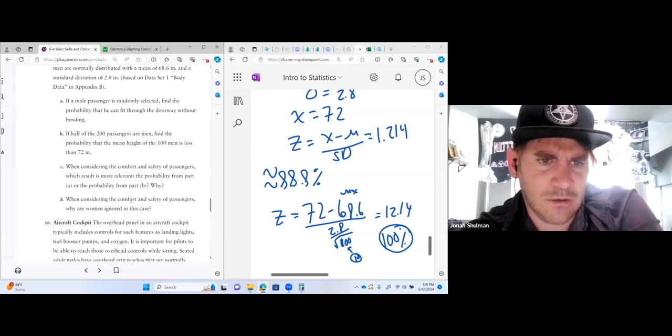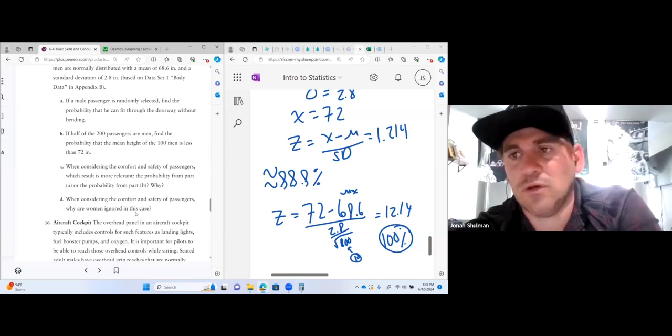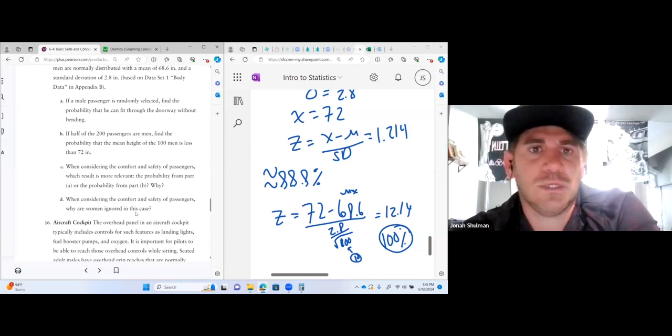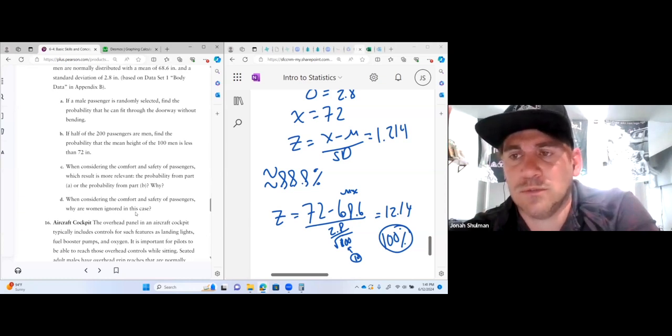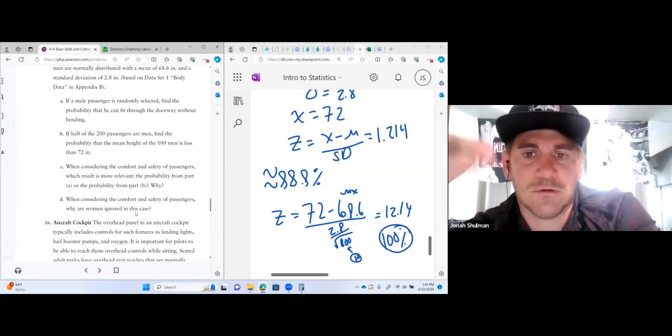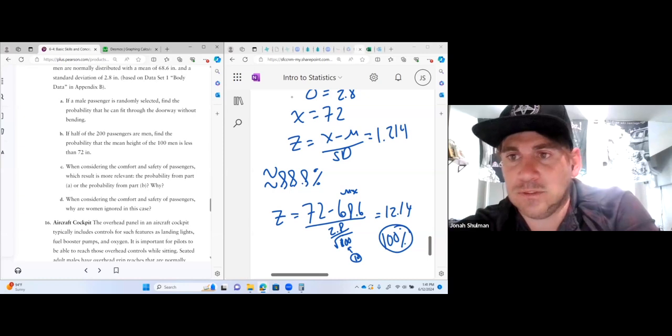And D, why are women ignored in this case? Well, women are ignored in this case because women will typically be shorter, so we don't have to consider them. All right, that was the central limit theorem.